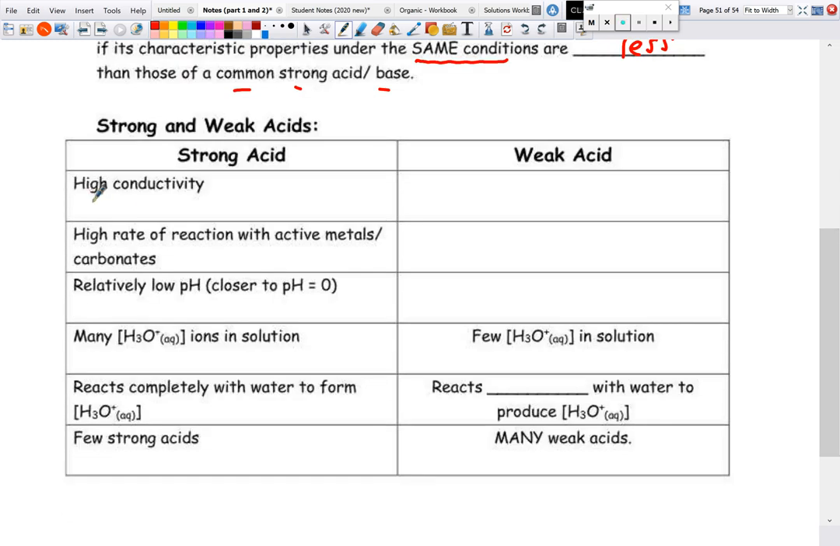So we already went over the characteristics of acids. Now we have this exact same chart, except now we're comparing strong to weak. As we know, strong acids ionize completely, so they have extremely high conductivity. A weak acid is defined as having less of that characteristic under the same conditions. So if a strong acid has high conductivity, a weak acid is going to have low conductivity.